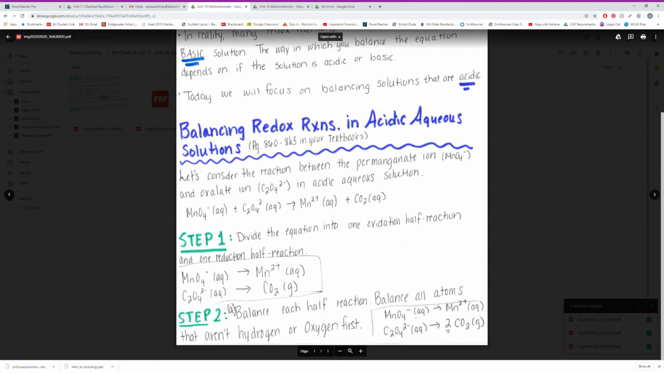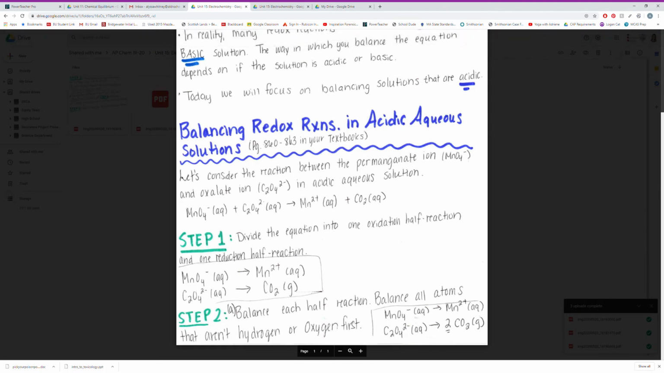So here is your first example. I give one example. The textbook gives even more. This is a very systematic way of balancing, which means you balance all of them in the same way. So you can use this one example to balance everything else. So we're taking a reaction between the permanganate ion and the oxalate ion in aqueous acidic solution. So this is how you balance a redox reaction in an acidic solution.